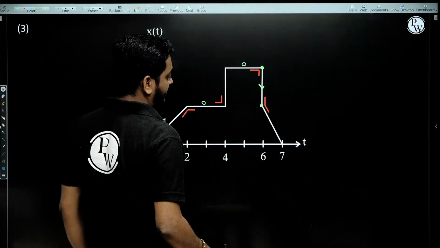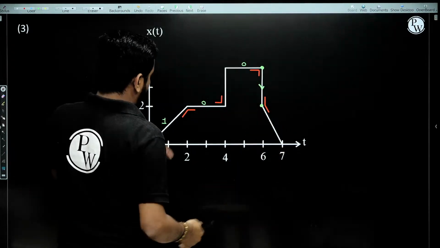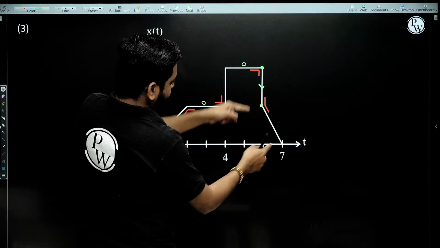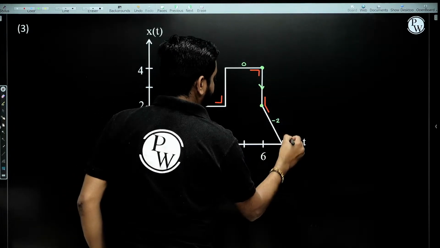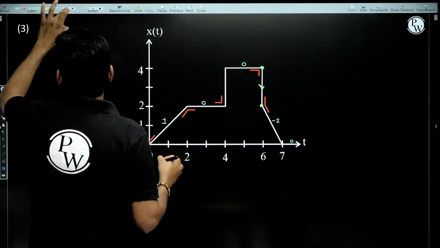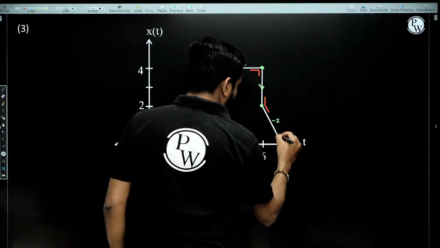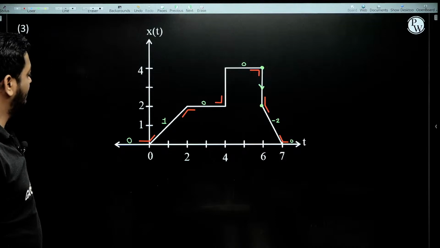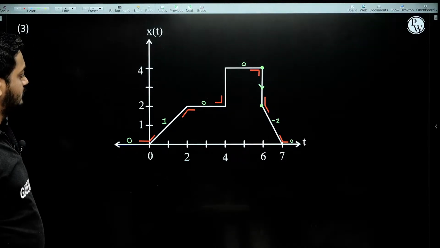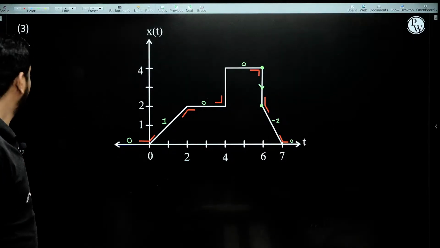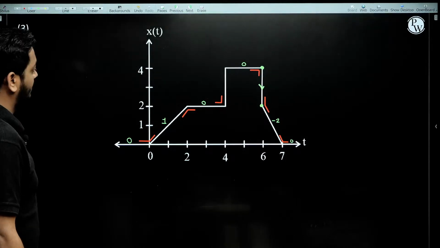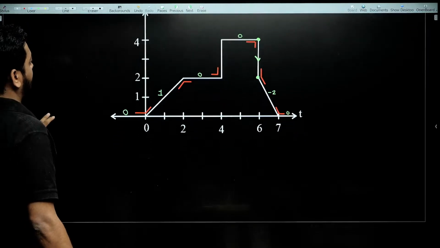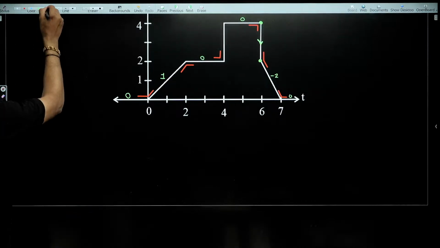What is the value of slope here, guys? Here slope value dy by dx: dy is 2, dx is 1. It is minus 2, guys. Then here slope 0. At t equal to 7 also, guys, linear change. Correct? At t equal to 7 also linear change. Is this clear, guys? Now let us write the final answer.